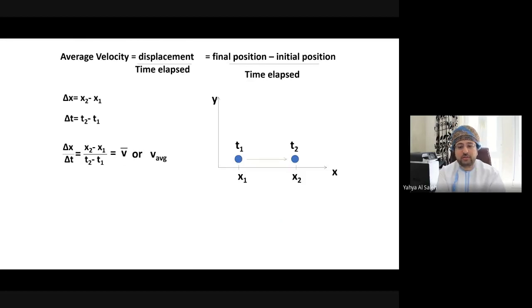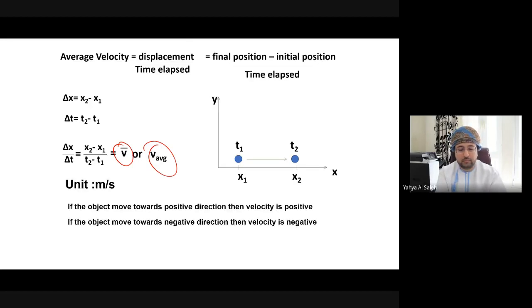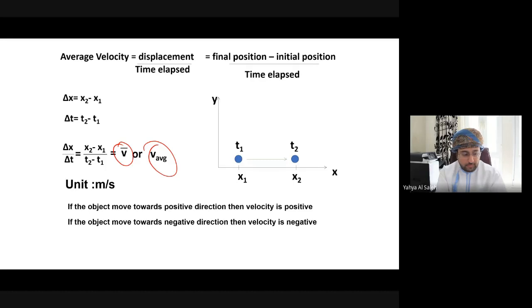Okay, so average velocity is displacement over time elapsed, final position minus initial position over time elapsed. We denote it V bar or V average. So far, so good? The unit is meters per second. If the object is moving in the positive direction, velocity is positive. If the object is moving towards the negative direction, then velocity is negative. Fine. So far, so good.